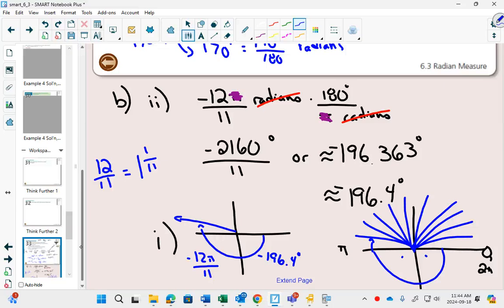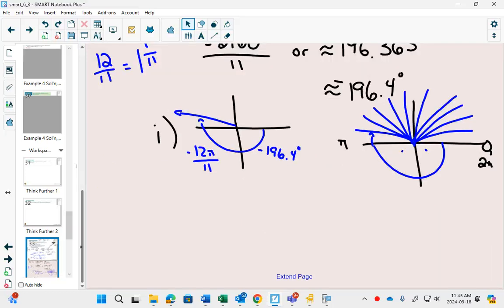We're thinking about fractions all the time. But for now, if you want to convert it first to degrees, because that's easier for your brain, that's perfectly fine. It's going in the negative direction because we had a negative angle, and there we have negative 12 pi over 11.